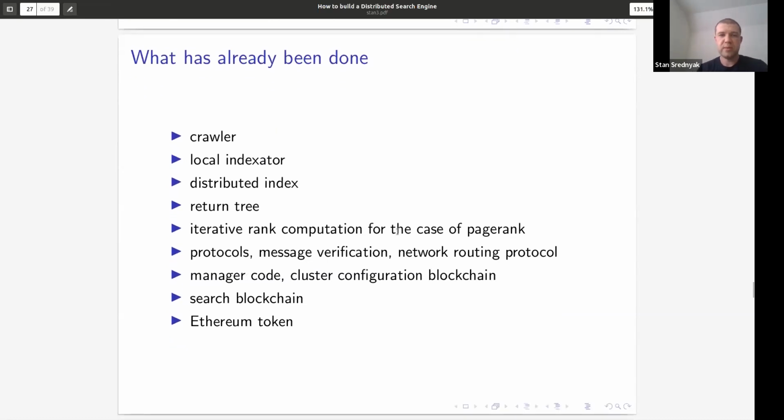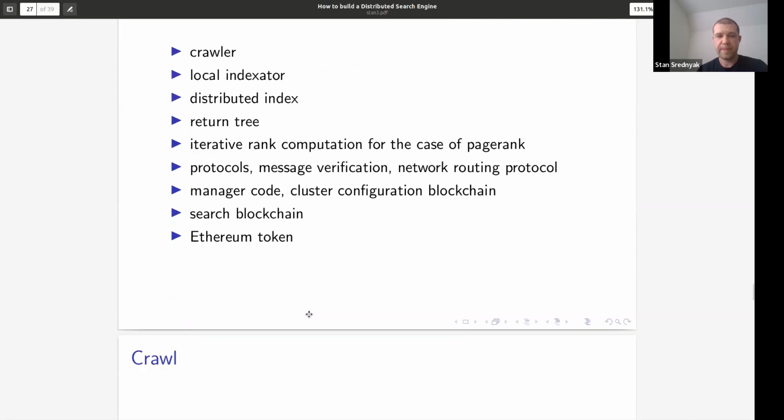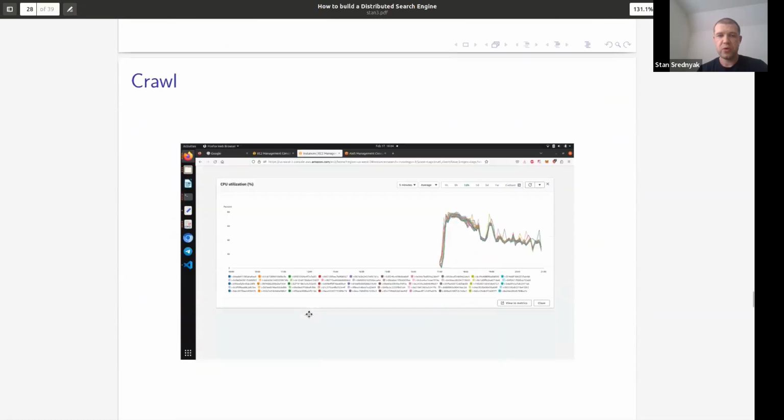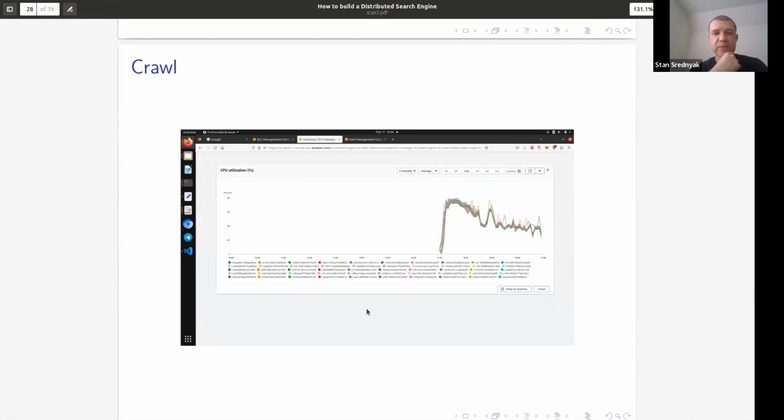We built a distributed crawler, an indexer, a return tree for query merge, and an iterative rank computation for PageRank. I built the corresponding protocols, message verification, and we built the code stack for manager nodes, and we maintain the search blockchain. Let me show you the results of our recent crawl.